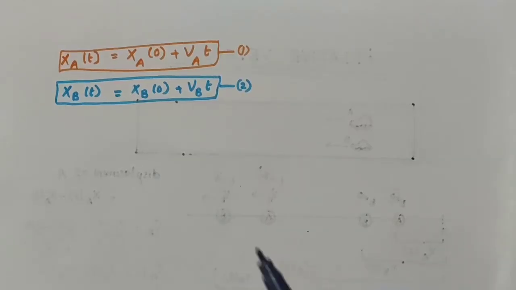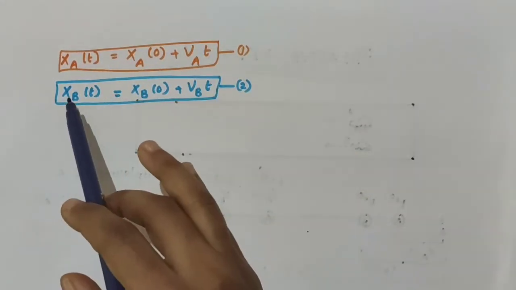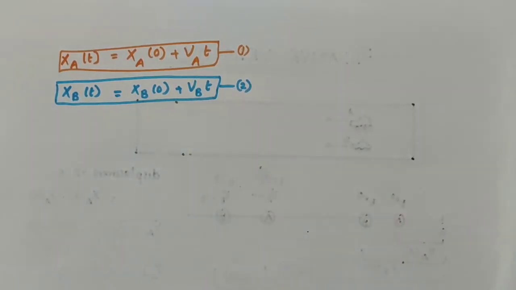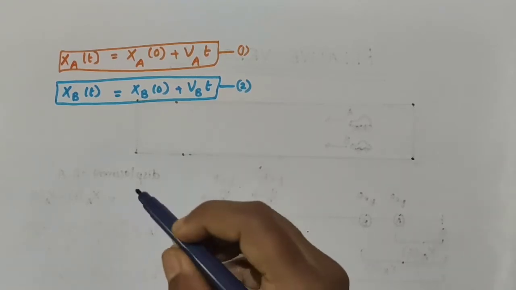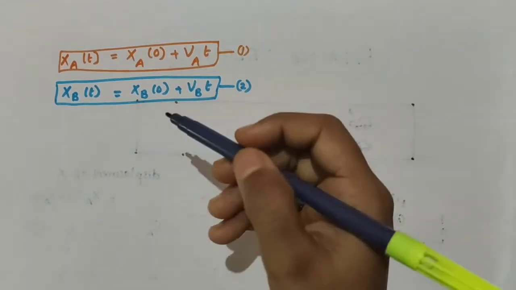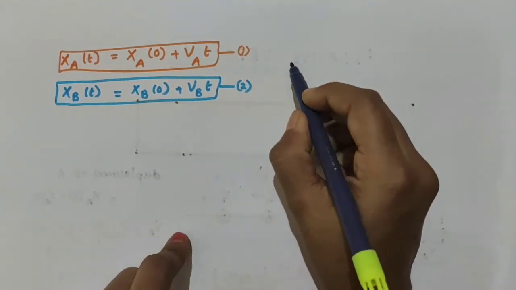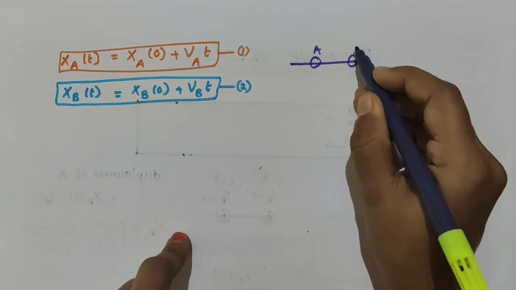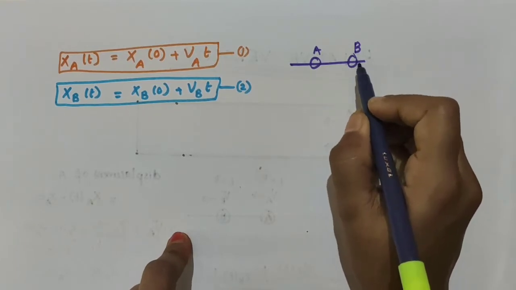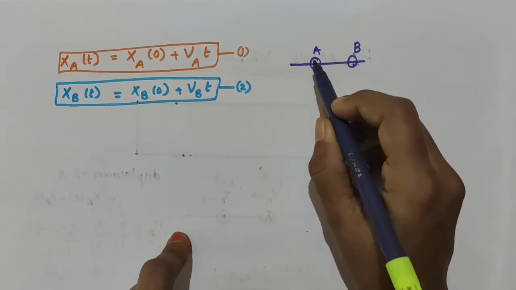So here we got two equations. One is xA of t equal to xA of 0 plus VA into t. Another one is the position of B at a time t, that is equation number 2. Now, what will be the displacement of the object B from the object A, or displacement to B from A? Final position minus initial position. For example, just imagine A is here and B is here. So displacement from A to B. That means this is the final one and this is the initial one, from A to B, no?